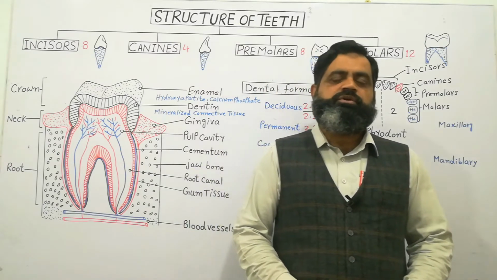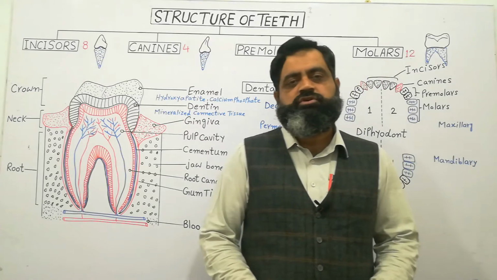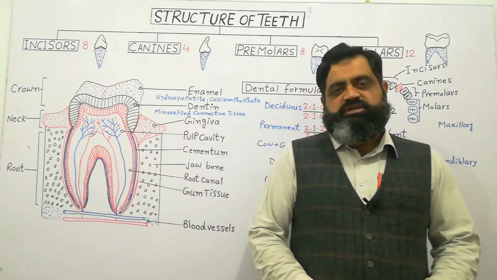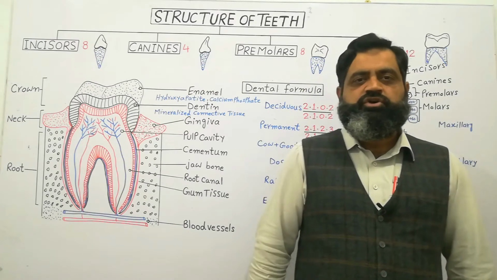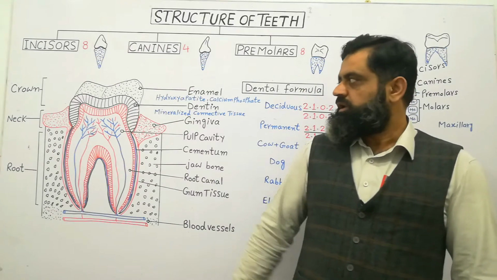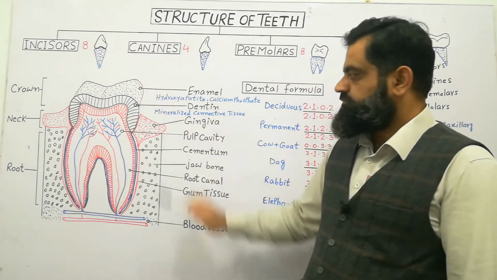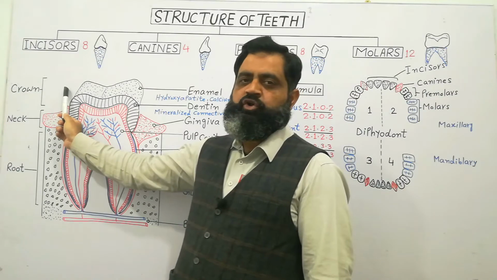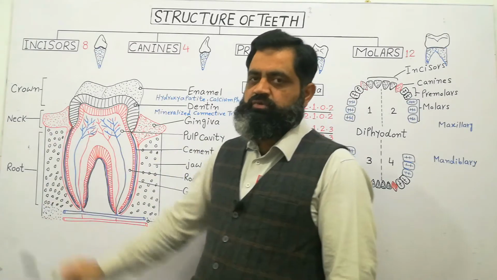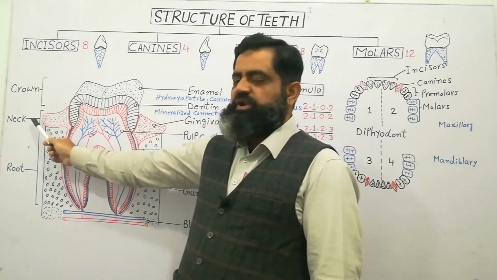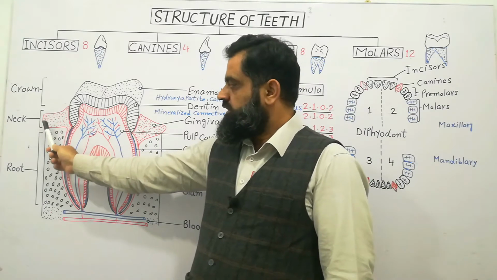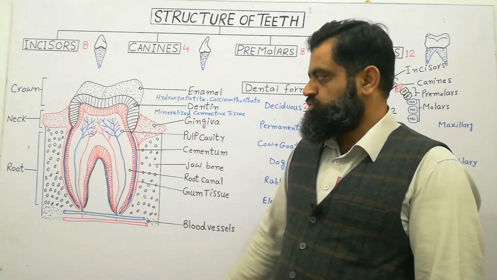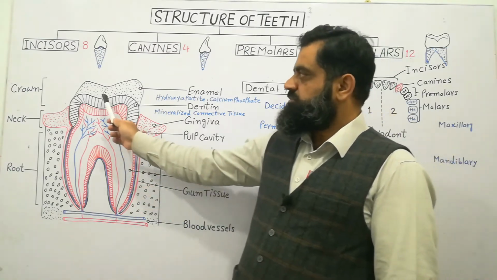Today we are going to discuss structure and function of teeth. First of all, we are going to discuss the general structure of a tooth. If we look at the diagram of a tooth, the tooth has three parts. The first part, which is the topmost part of the tooth, is known as the crown. The middle portion is known as the neck, and the innermost part, which is embedded in the bone of the jaws, is the root. First we will discuss the crown.